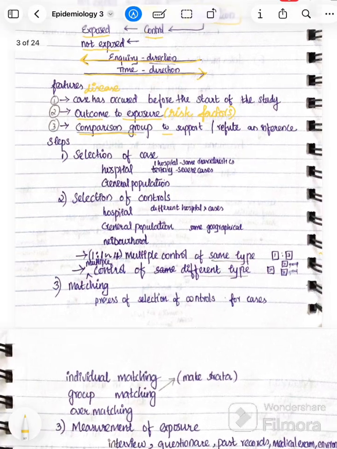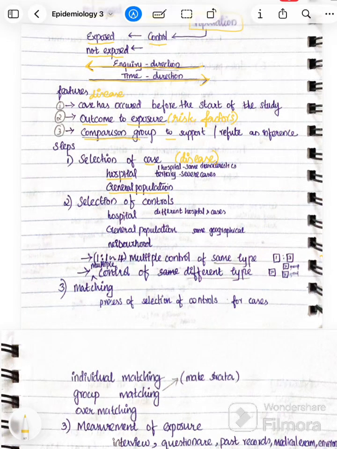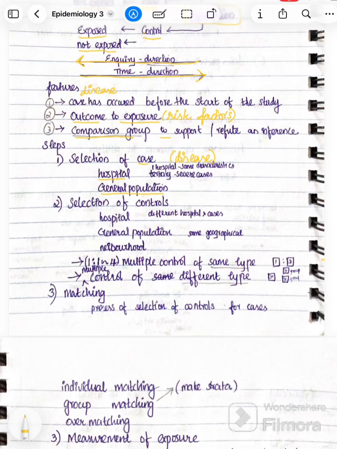Now the steps. First we are going to select the cases, those who have the disease. Diseased people can be taken from the hospital or the general population. If we are taking from a hospital, one hospital might have similar characteristics in the cases, so it is better to take from different hospitals. And a tertiary care hospital may have the severe cases, so it is better to avoid tertiary hospitals.